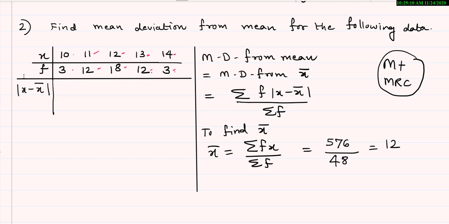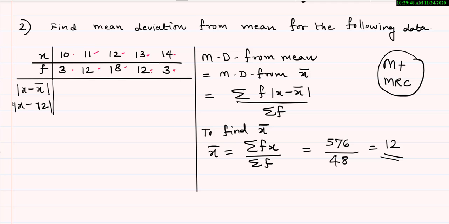Now to find out the next term, that is mod of x minus x bar. Again, I recall the meaning of mod of x minus x bar. In this situation it is x minus 12, as my x bar value here is 12, so I am putting it in the mod of x minus x bar term. So you are finding the difference between these x values and the number 12, and if the difference is positive you write it as it is; if the difference is negative you forget the negative sign and write the answer.